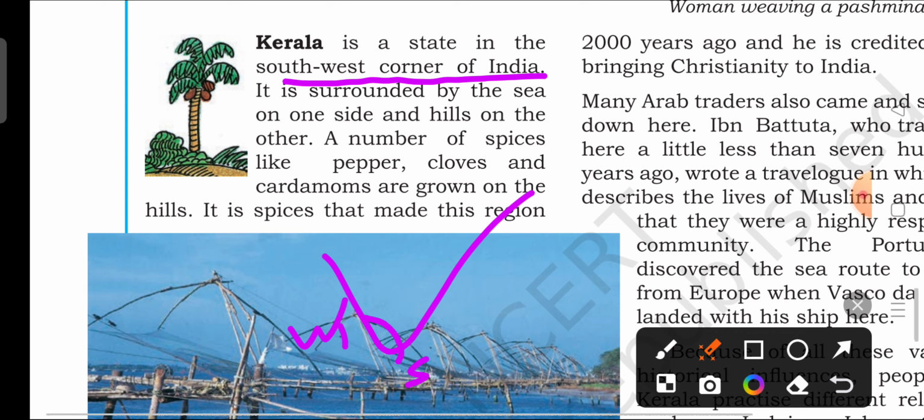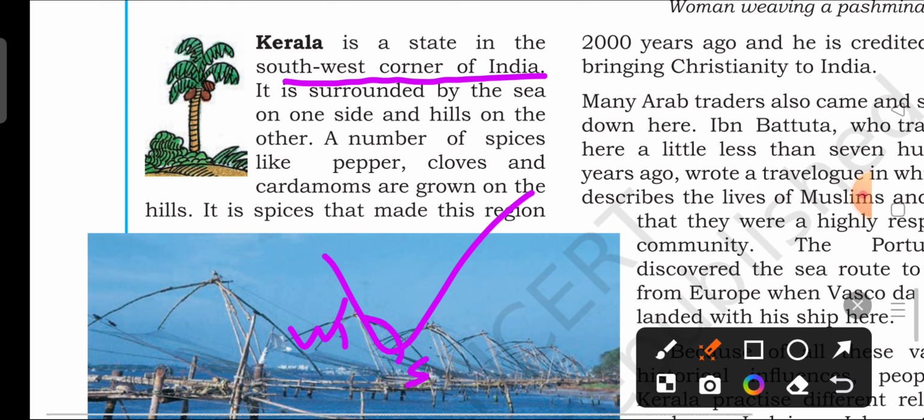It is surrounded by the sea on one side and hills on the other. As I have already explained, here it is surrounded by hills, and here it is surrounded by sea. So Kerala is in the middle. A number of spices like pepper, cloves and cardamoms are grown on the hills. Kerala is very famous for black pepper, cloves and cardamoms, meaning kali mirch, long and elaichi.